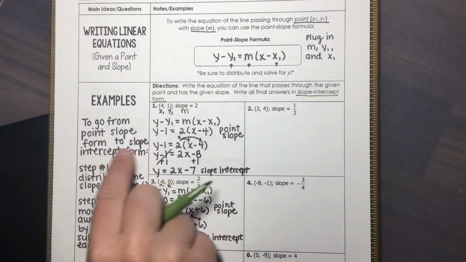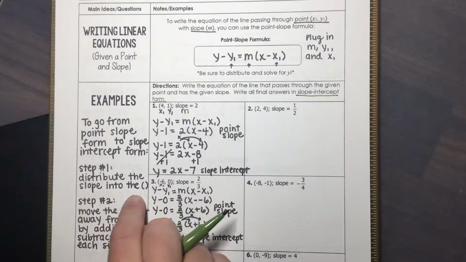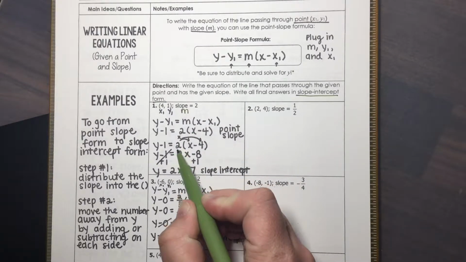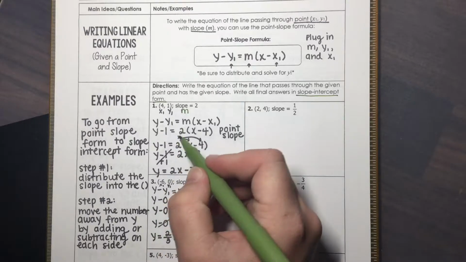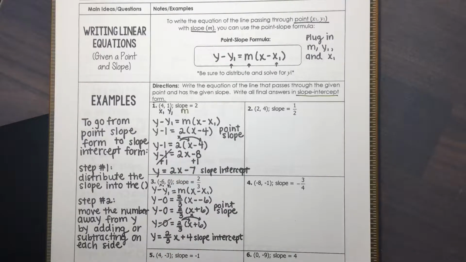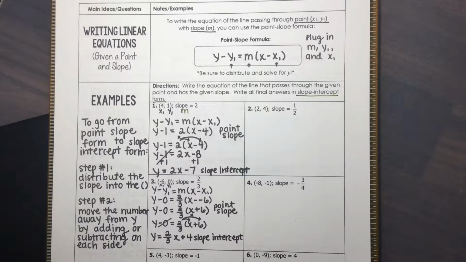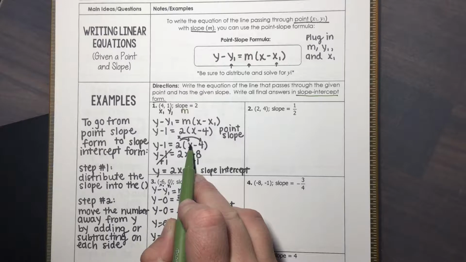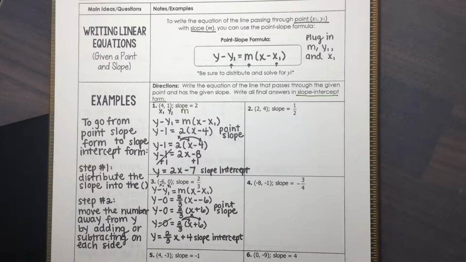To go from point slope form to slope-intercept form, step number 1, we want to distribute the slope into the parentheses. So if you look, I took this 2 here and I distributed it into the parentheses. I drew my little multiplication symbol as a reminder that when we distribute, I am multiplying. So I did 2 times x, which gave me 2x. Then I did 2 times negative 4, which gave me that negative 8 there.